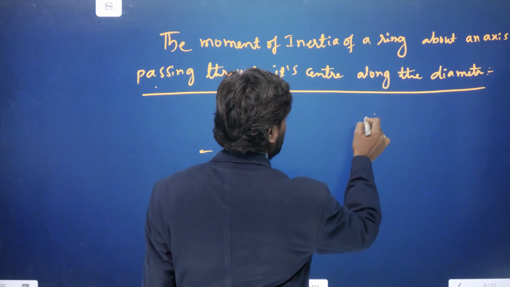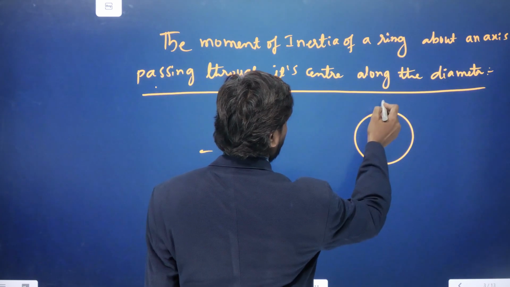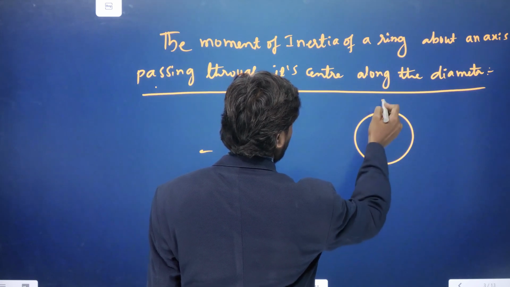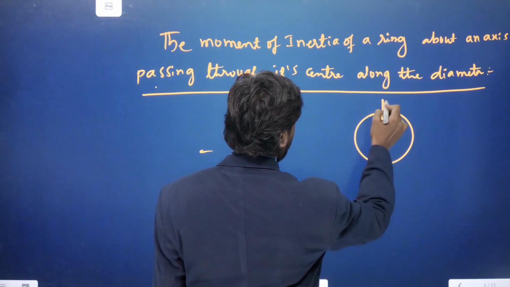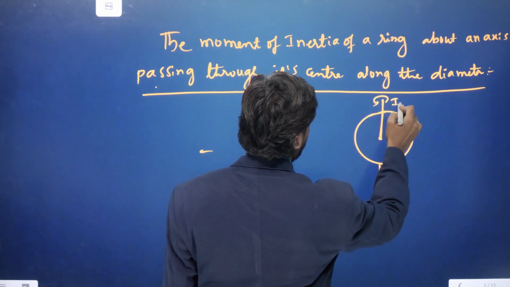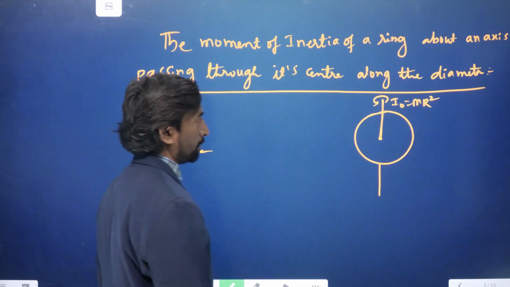Suppose let us consider this is a ring here. We know that the moment of inertia about the axis perpendicular to its plane and passing through its center, we got I naught is equal to mr square.